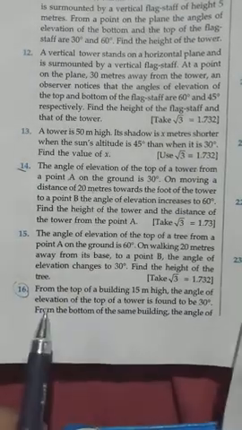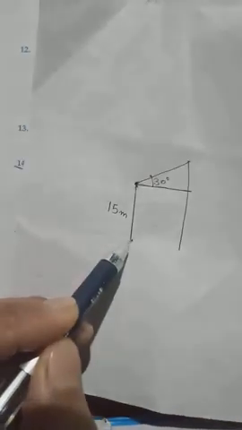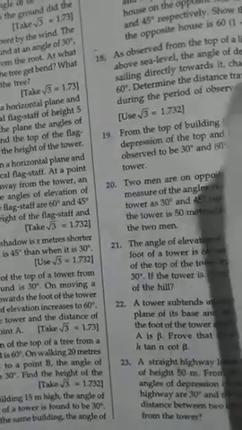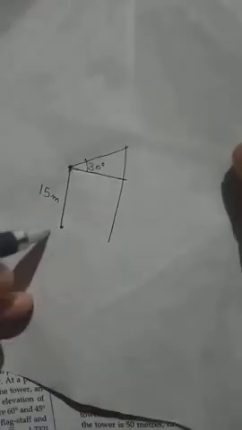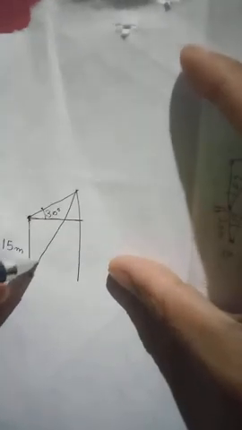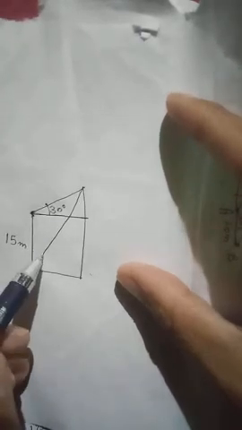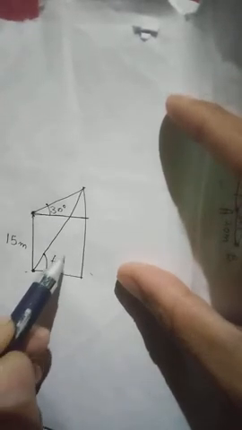Then they say from the bottom of the same building, so we come down to the bottom here. The angle of elevation of the top of the tower is found to be 60 degrees. So from the bottom of the building, we look up again to the top of the tower. Here now, we have to refer to the horizontal ground. The angle is 60 degrees.